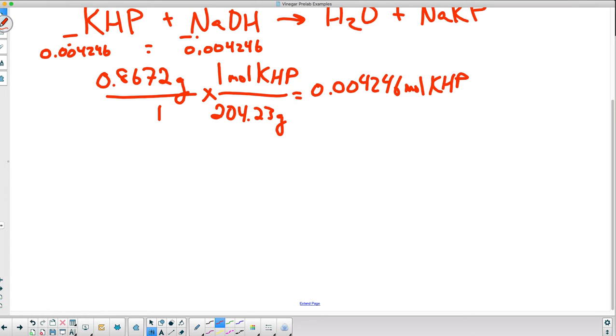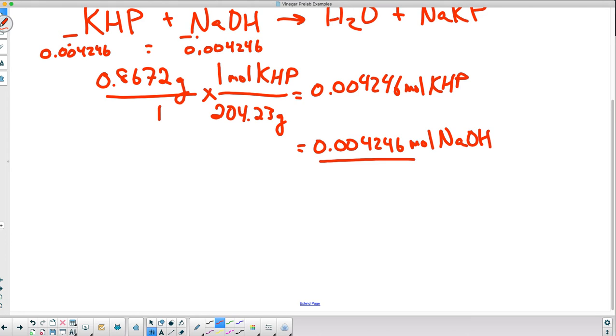Okay, so KHP, when it stops reacting, that's the amount of sodium hydroxide that has reacted. So that means that these two numbers are equal to each other. So the number of moles of sodium hydroxide would be equal to 0.004246, and this is only because it's a one-to-one reaction. 1 mole of KHP reacts with 1 mole of sodium hydroxide. So what I can do is say that I have this number of moles of sodium hydroxide because that's the amount that reacted. And then I simply divide number of moles divided by the amount I have.